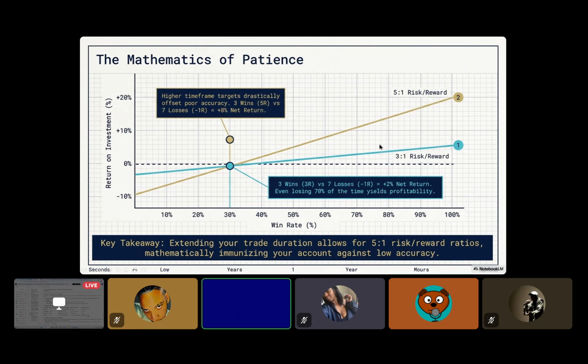Next, we have the mathematics of patience. Your return on investment is on the left, your win rates on the bottom, and the higher time frame targets drastically offset poor accuracy. 3 wins at 5R versus 7 losses at negative 1R equals a plus 8% net return. 3 wins versus 7 losses still equals a 2% net return. Even losing 70% of the time yields profitability. So take that into account.